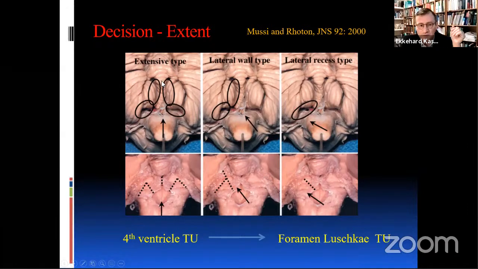be quite variable. So for a large fourth ventricle tumor sitting in the midline, you may open up both cerebellomedullary fissures, as I said, and you may start with the midline and then work your way 45 degrees up and out and then down into the lateral recess.